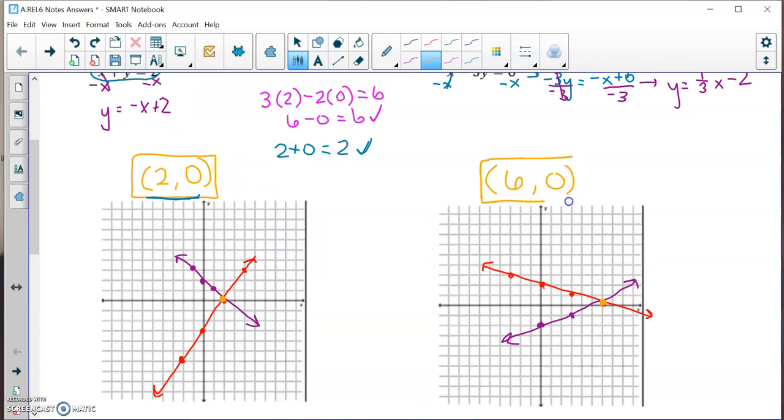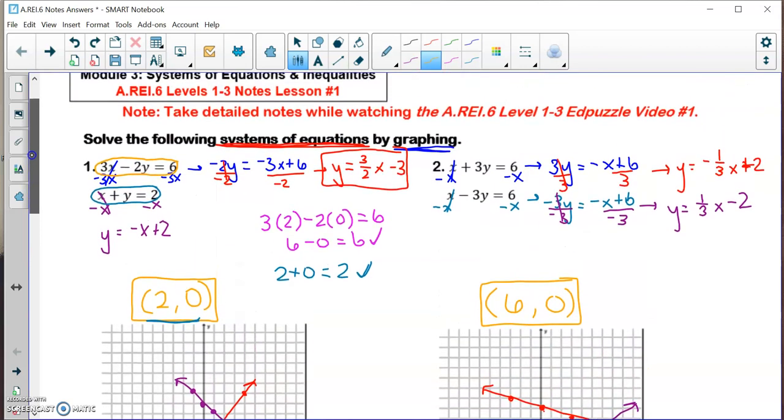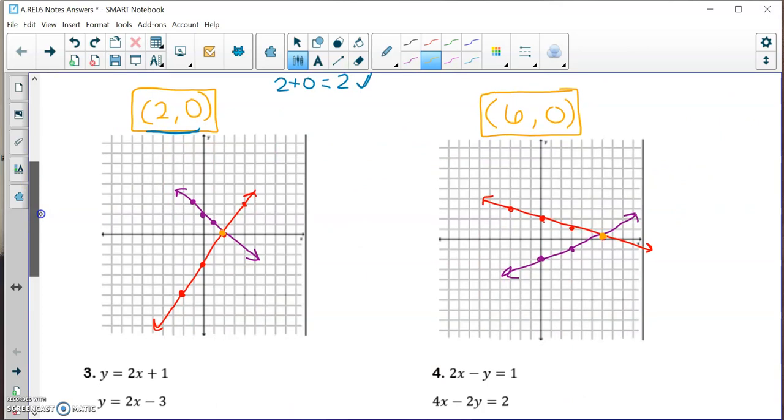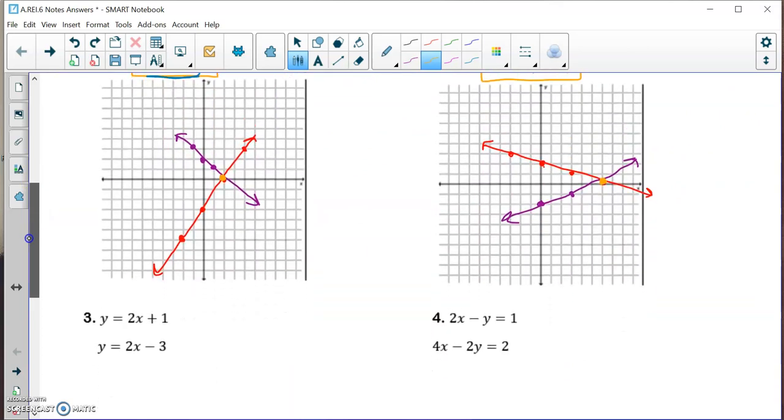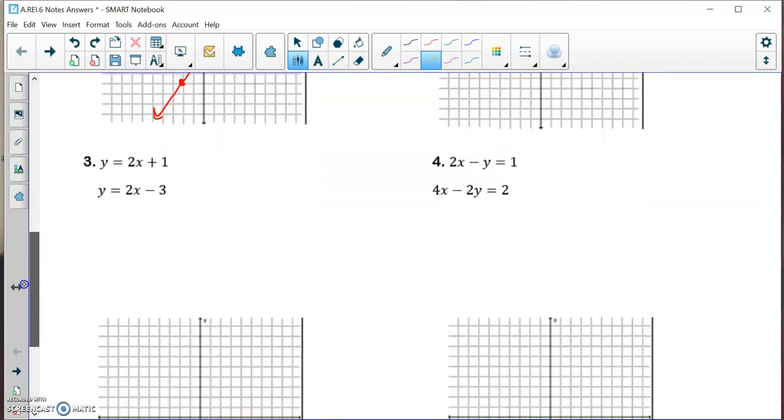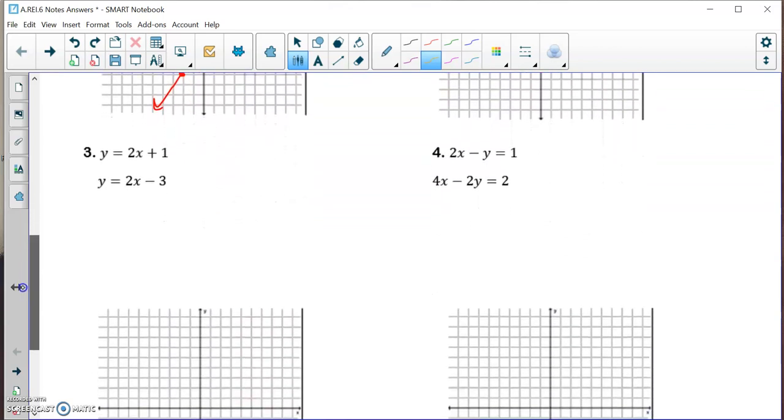Now, your two lines will not always intersect on the x-axis. It just happened that in numbers 1 and 2, the two lines intersected on the x-axis. That will not always be the case. All right, moving on to number 3. These are already in slope-intercept form for us, so we can go ahead and graph right away.